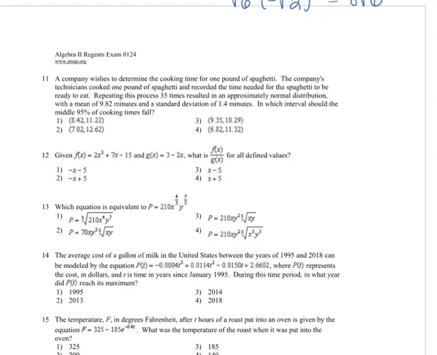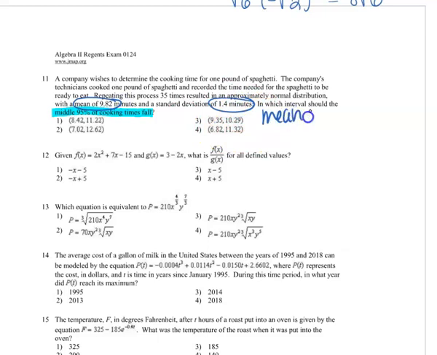All right, question 11 is ultimately a middle 95% problem. Middle 95% means that we are doing the mean plus or minus 2 times the standard deviation. So company is looking at cooking time for spaghetti. We see that this process is repeated 35 times, blah, blah, blah. It's normally distributed with a mean of 9.82 minutes and a standard deviation of 1.4.